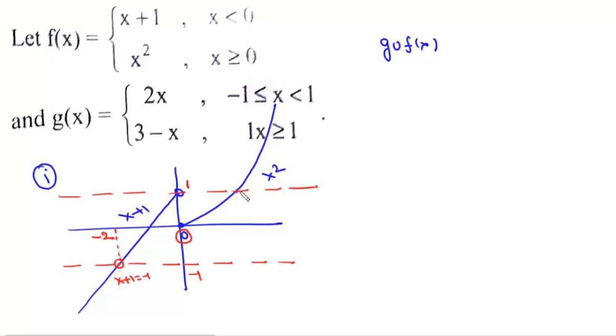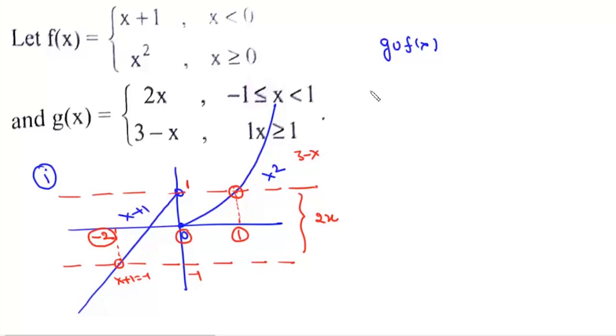And we also have another point of intersection, and this point is the graph of x square intersected by y equals 1. So if x square equals 1, this point is also 1. So here we have three critical points: minus 2, 0 and 1. Now when x lies between minus 1 and plus 1, the definition of g(x) is 2x, and when x is greater than or equal to 1, the definition is 3 minus x.